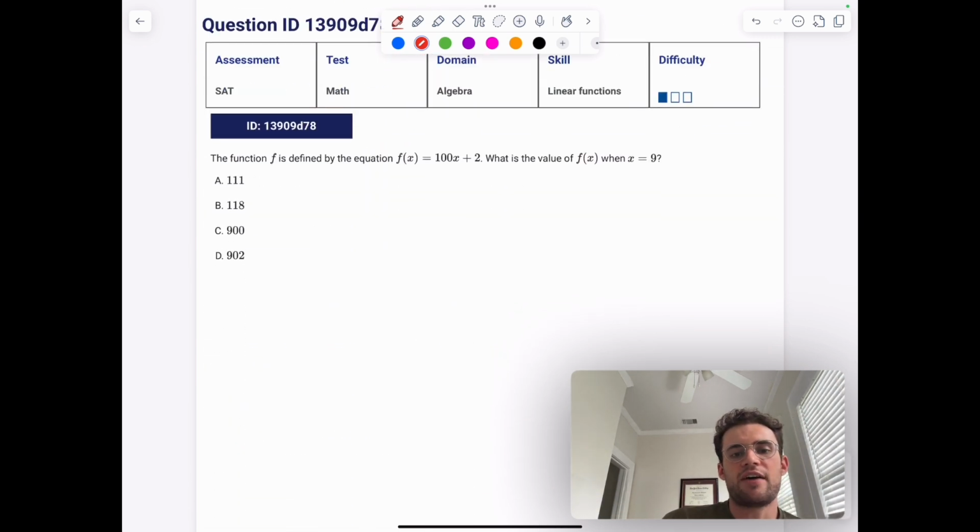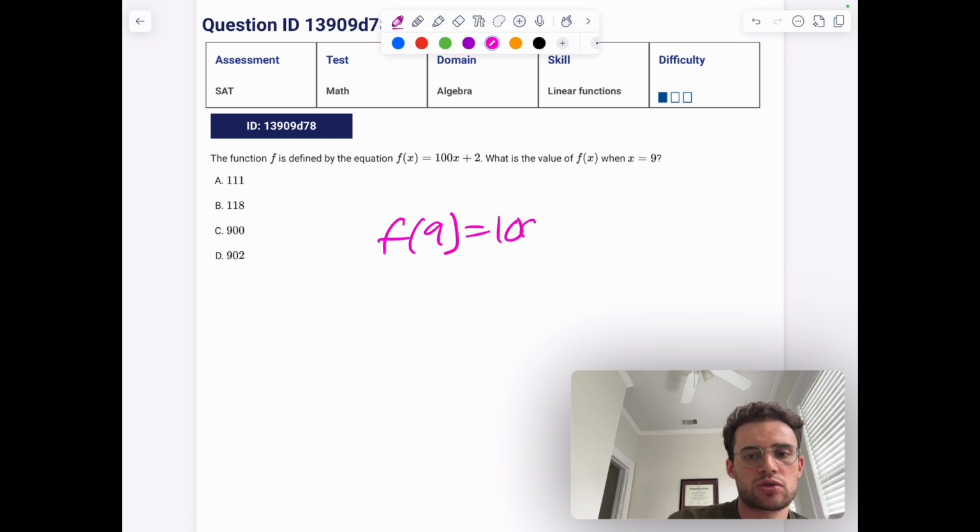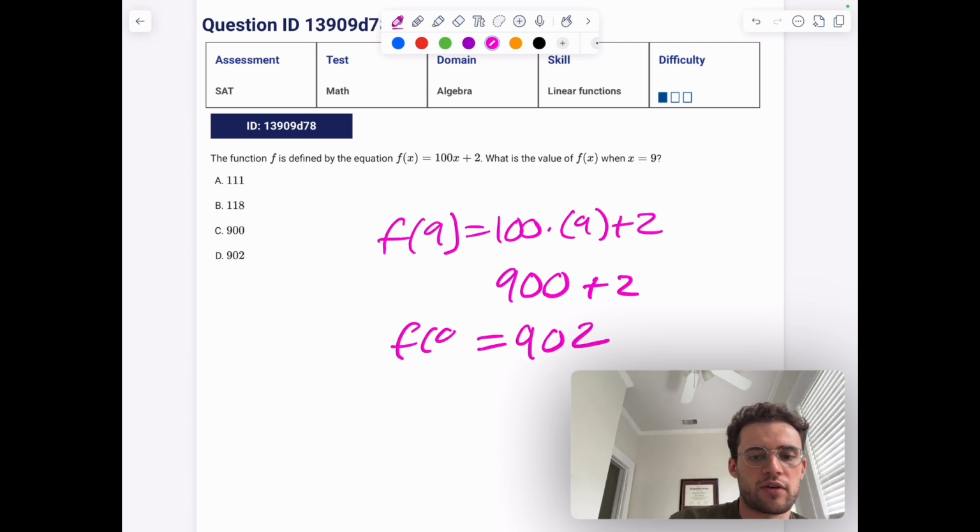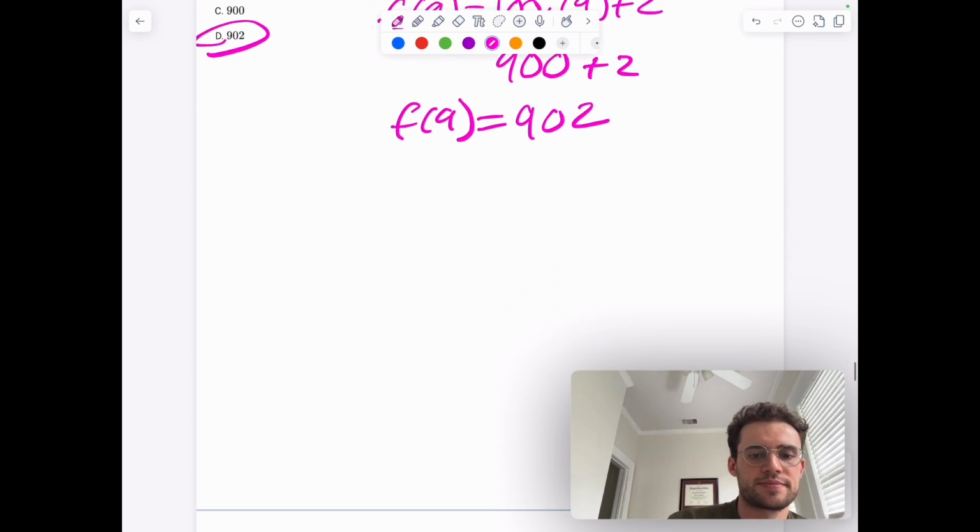The function f is defined by the equation f of x equals 100x plus 2. What is the value of f of x where x equals 9? So we just put in 9 for that x. F of 9 is equal to 100 times 9 plus 2. 100 times 9 is 900. So 900 plus 2 gives us 902 for f of 9. That would be option D.